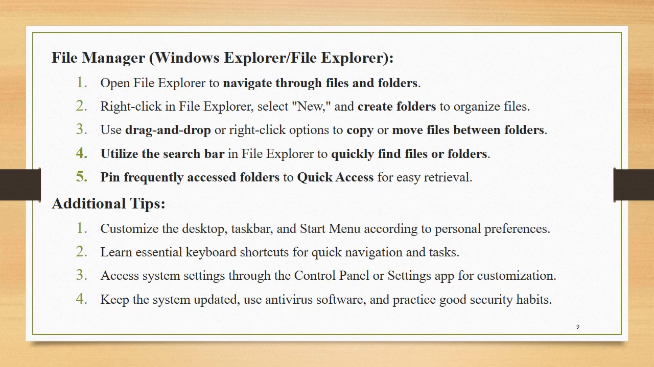File Manager, Windows Explorer/File Explorer: 1. Open File Explorer to navigate through files and folders. 2. Right-click in File Explorer, select New, and create folders to organize files. 3. Use drag and drop or right-click options to copy or move files between folders. 4. Utilize the search bar in File Explorer to quickly find files or folders. 5. Pin frequently accessed folders to Quick Access for easy retrieval.